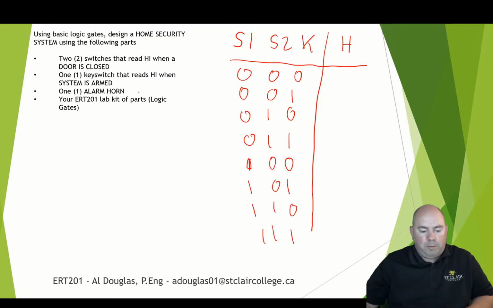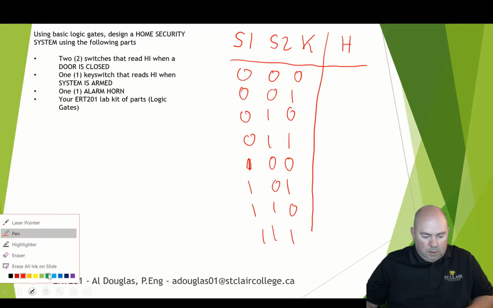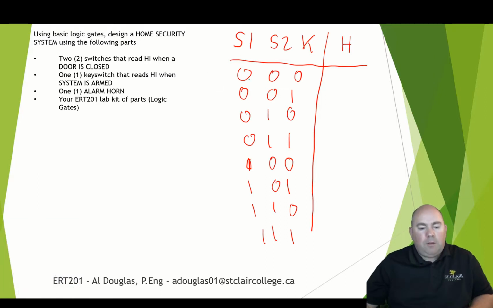So let's think about what we want to do here. So what causes the horn to come on? So first of all, the key switch reads high when the system is armed. So if the key switch is high, you have the possibility of the horn coming on. If the key switch is low, which basically means the system is disarmed, you're never going to get the horn on. So anytime the key switch is a zero, the horn's never going to come on. The horn is our output. So we definitely need a one or an on with the key switch.